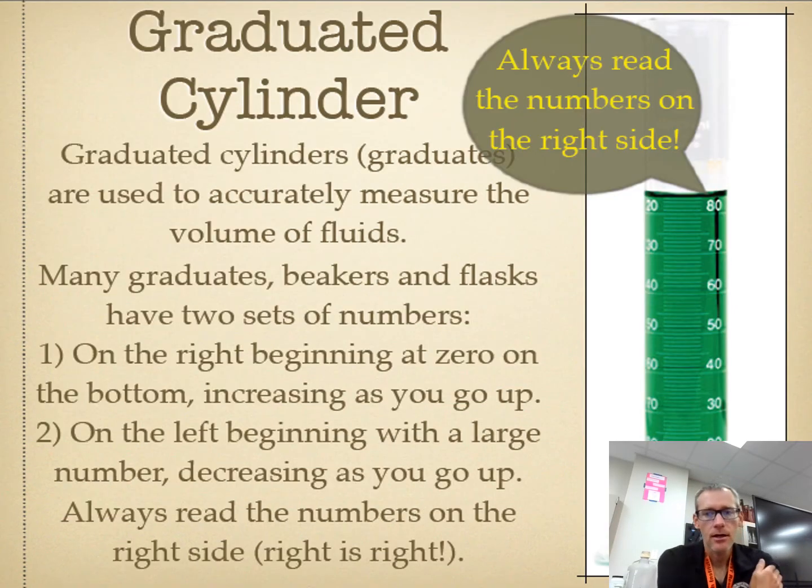All right, graduated cylinders, you're always going to read from the bottom up. It goes up in values. The left side numbers, sometimes they have them on the left side, basically say how far you are to empty, or how much you used already. But we're going to focus on how much you have in there, not how much you used.